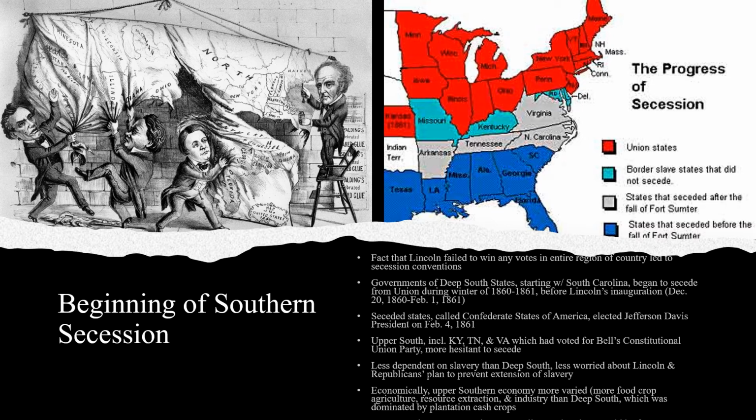Several other states, including Arkansas, Missouri, North Carolina, Virginia, and Tennessee, held secession conventions or votes, but these initial attempts to secede failed. In the end, Arkansas, Virginia, Tennessee, and North Carolina would secede from the Union and join the Confederate States of America.